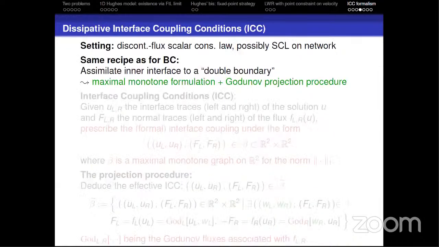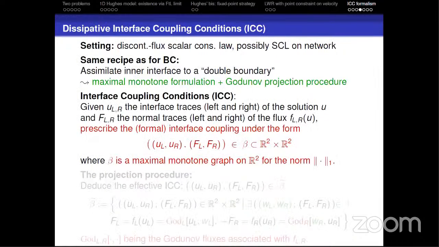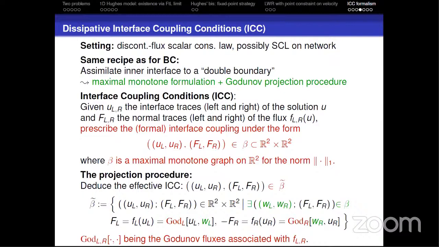And then I have to be very quick and say that you can do the same. I don't detail this. You do the same for the interface problem, but just look here. You have two couples of traces, two couples of fluxes. So a couple of traces, a couple of fluxes. So you have something which is in R2. And if you want to speak of maximal monotone graph of R2, you should specify the norm because the different notions of monotonicity are not equivalent anymore.